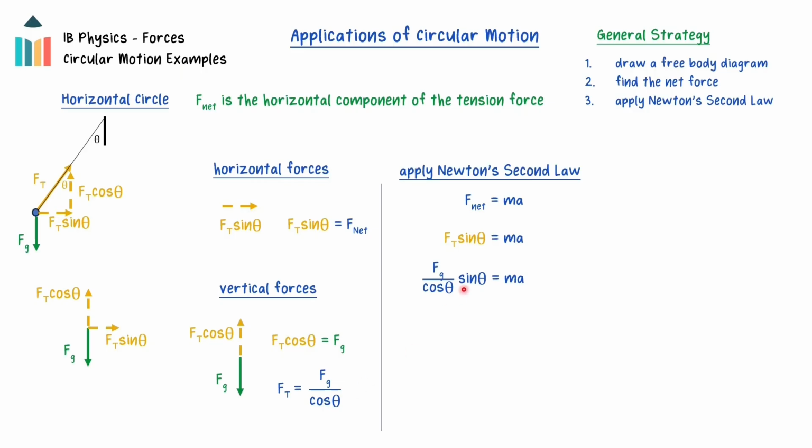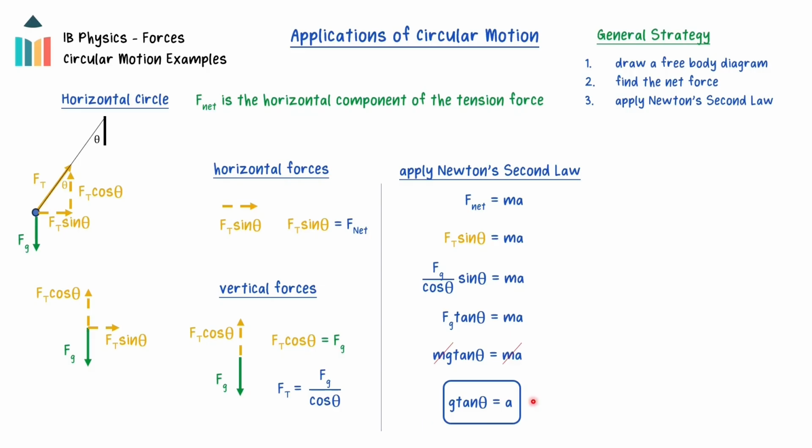Recognizing that the ratio of the sine of the angle to the cosine of the angle is the tangent of the angle, we can simplify this expression further by cancelling out the mass of the object and arrive at the formula for the acceleration of a conical pendulum. It's equal to the gravitational field strength times the tangent of the angle.